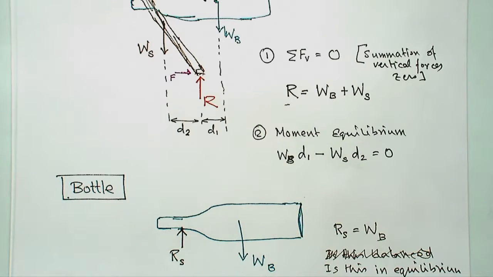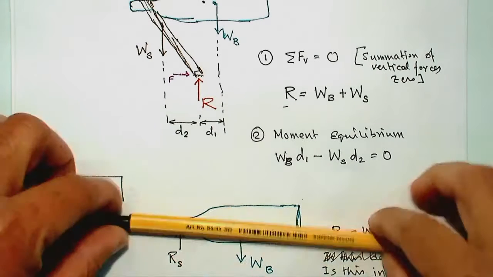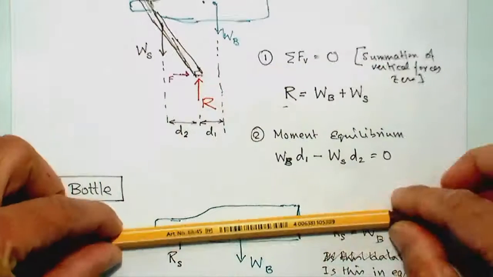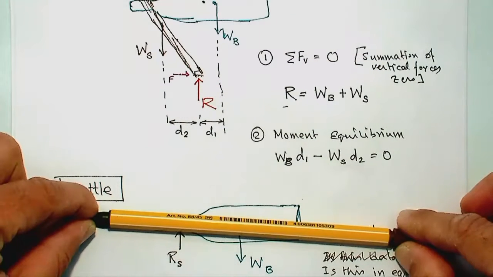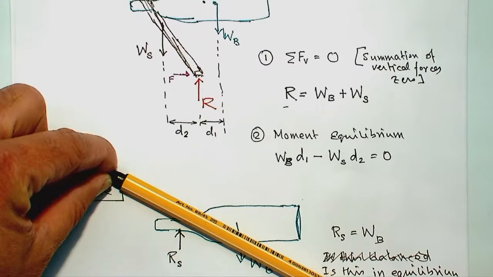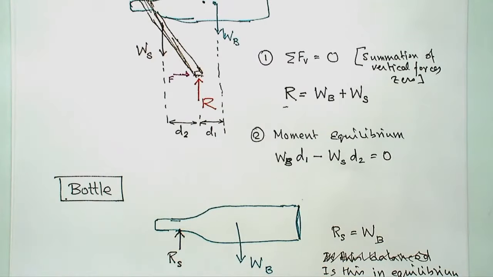Yeah, very good, because if we consider these two force systems, this is not under equilibrium. Yes, Rs is Wb, that is fine. So vertical equilibrium is maintained. So if you do summation of vertical forces equal to zero, then that's a big tick mark. But what about the rotational equilibrium? So the bottle as a whole will not move up or down, but under these two forces, equal and opposite, it could rotate. So moment equilibrium is not equal to zero. So this is not under equilibrium.